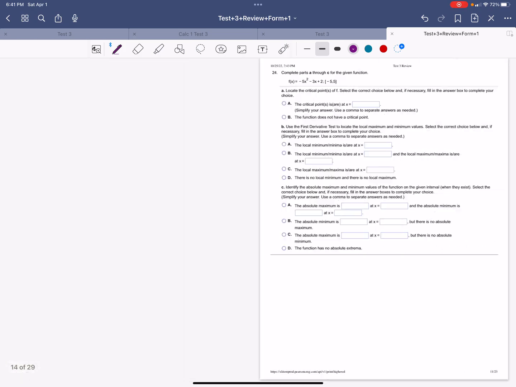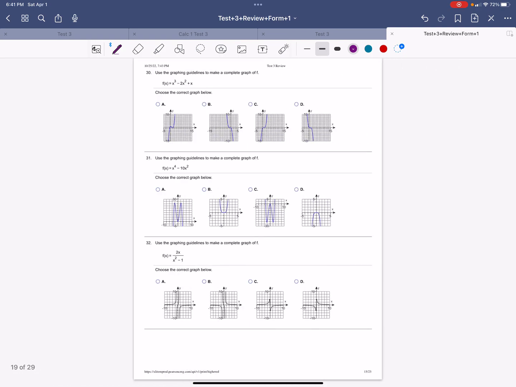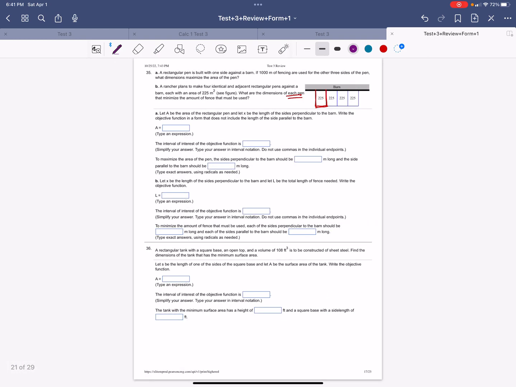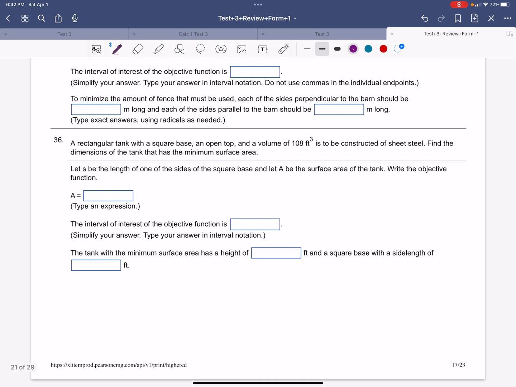Number 36. Here we go. A rectangular tank with a square base and an open top, and it has a volume of 108 feet cubed. Okay, so then we are going to construct that out of sheet steel, and we want to find the dimensions of the tank that has a minimum surface area.